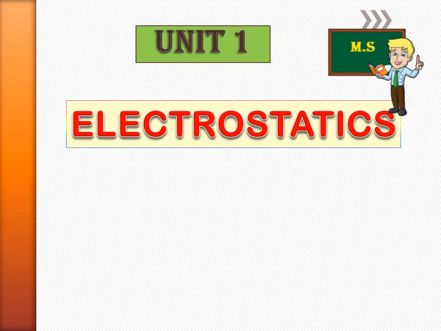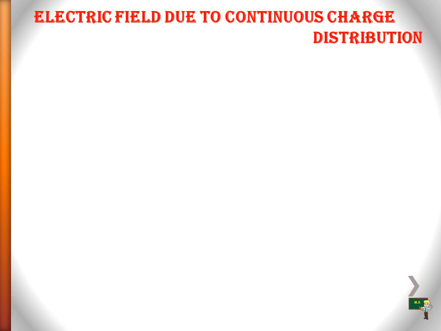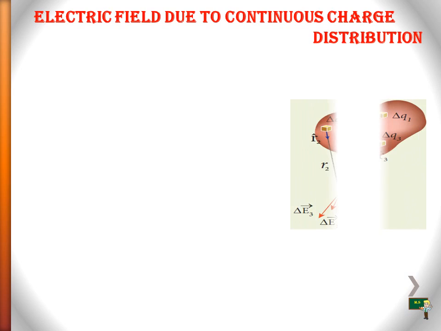Today in Unit 1 Electrostatics, we are going to see episode 5. Today, initially we are going to see about the electric field due to continuous charge distribution.